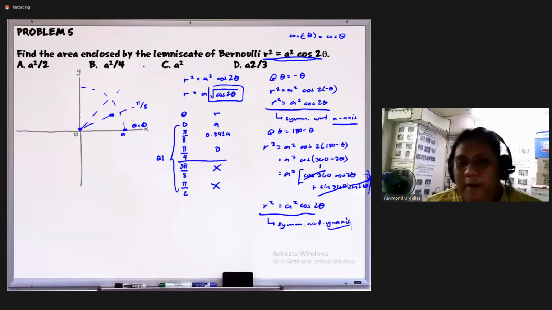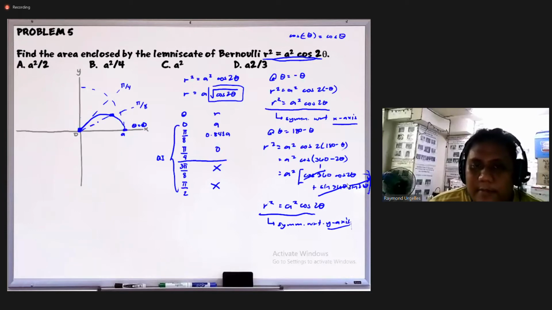Okay? So at pi over 4, this is pi over 4, so our radius is 0. So this is where the radius is 0. Then after that, it has no value. So that means this is all we will see in the first quadrant. So you will get this curve.